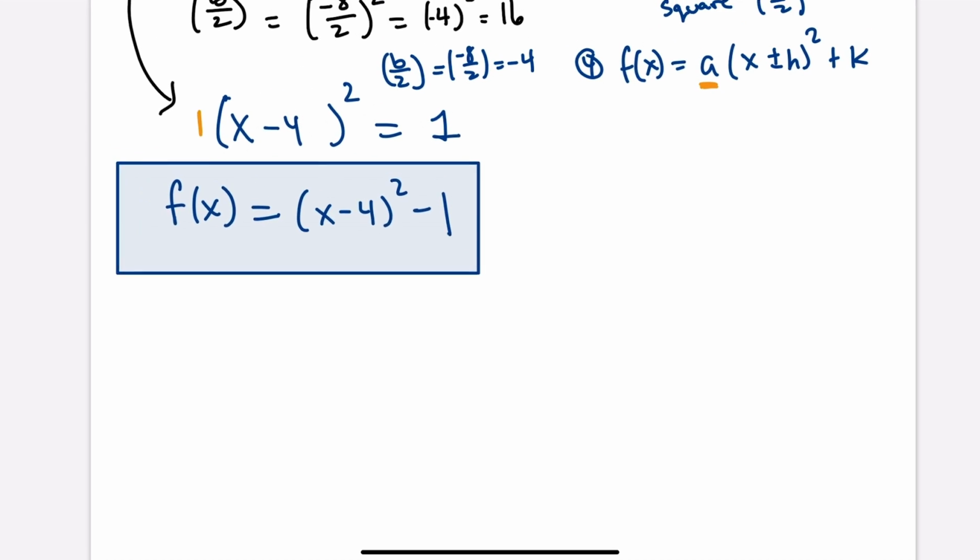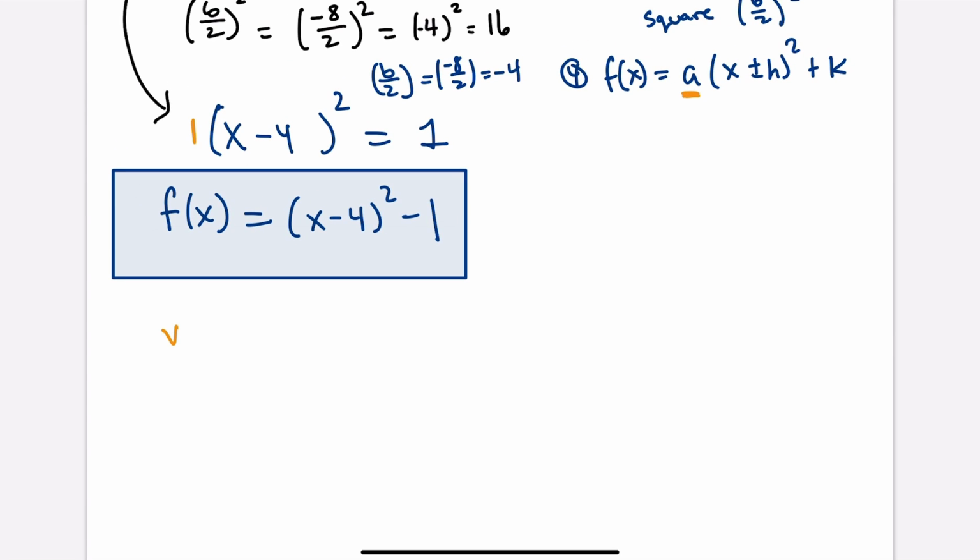So like I said, from here we can get the vertex. The vertex is 4. It's always the opposite of what's inside the parentheses. So 4, comma, and then what's outside, which is -1. You always take the opposite of this, and you write it as the value that it is. And the axis of symmetry you can already get from that, which is just the x of the vertex. So the axis of symmetry is x equals 4.